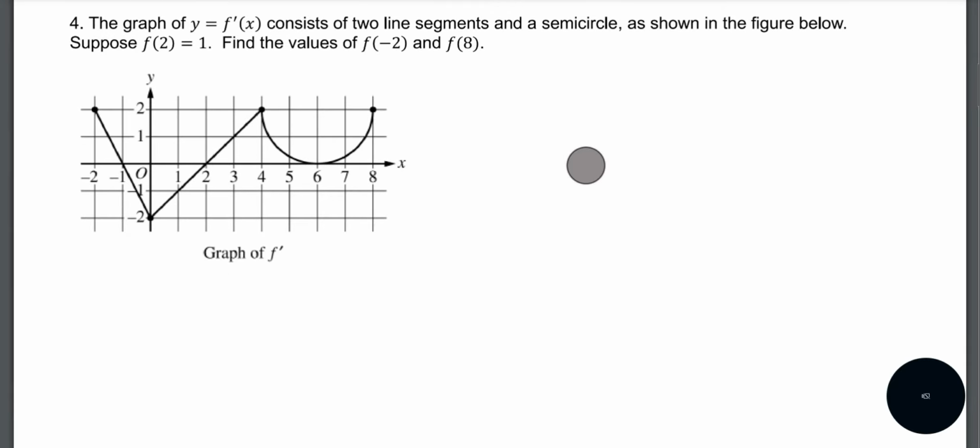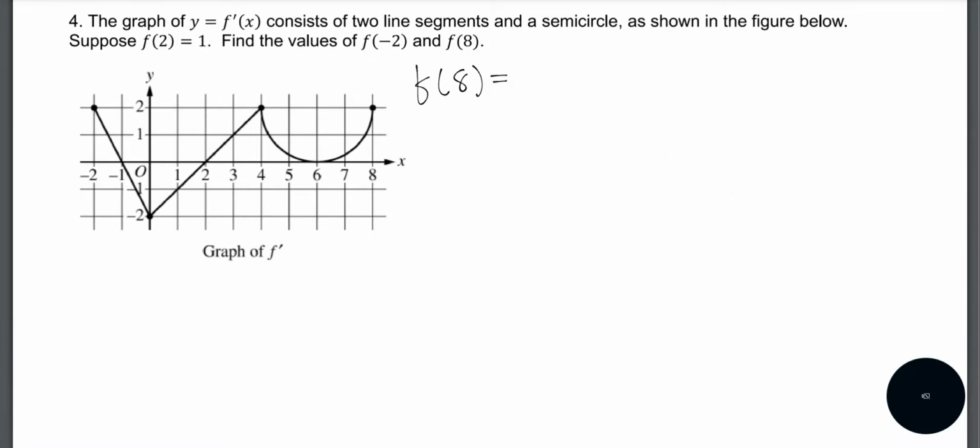Now the graph of y equals f prime of x consists of 2 line segments and a semicircle as shown in the figure. Suppose f of 2 equals 1. Find the values of f of -2 and f of 8. I'll start with f of 8, that sounds a little easier. f of 2 plus the integral from 2 to 8 of f prime.